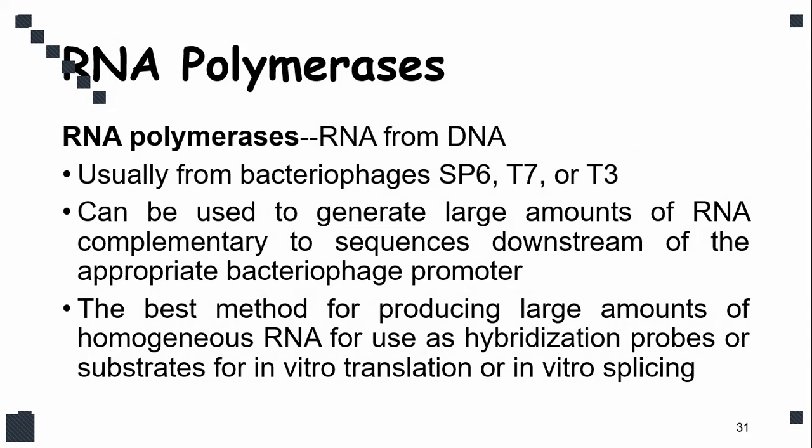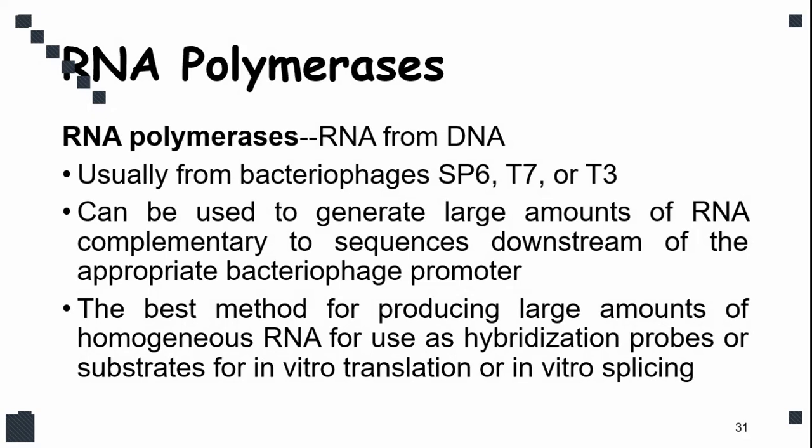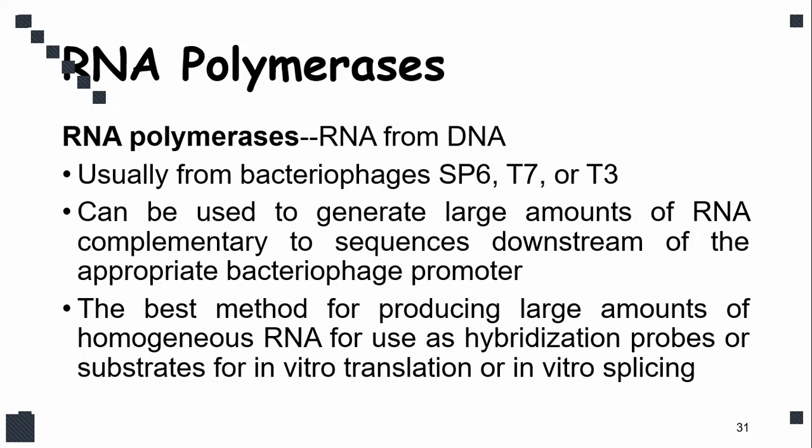Let's move to RNA. Don't forget we are going to be manipulating RNA molecules, and sometimes we may need to extend an RNA molecule. Here we have what we call RNA polymerase. Now, RNA polymerase from where? From DNA templates, usually from bacteriophage SP6, T7 or T3, and it can be used to generate large amounts of RNA complementary to sequences downstream of the appropriate bacteriophage promoter. It is the best method for producing large amounts of homogeneous RNA for use as hybridization probe.